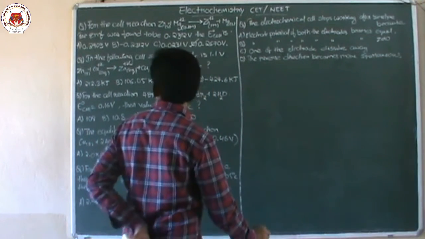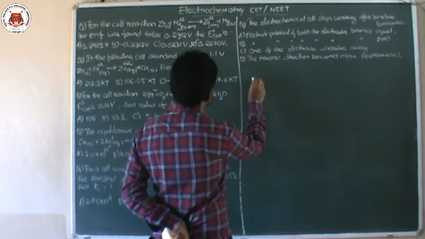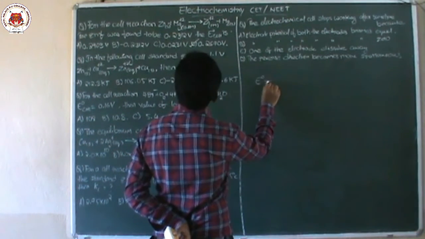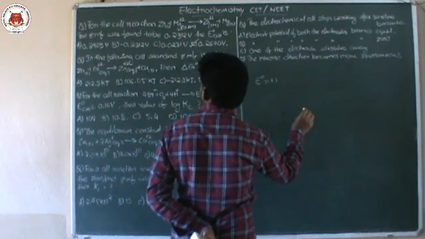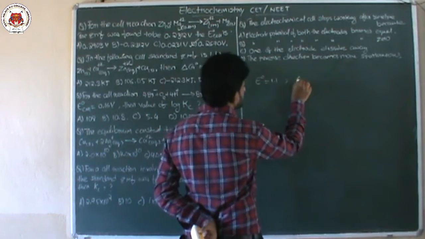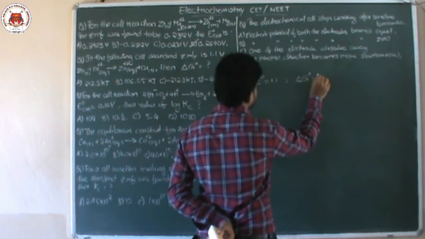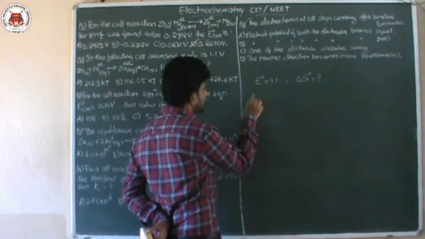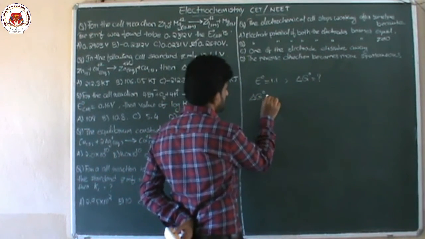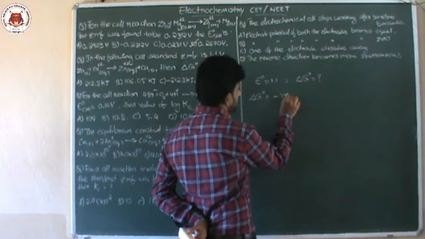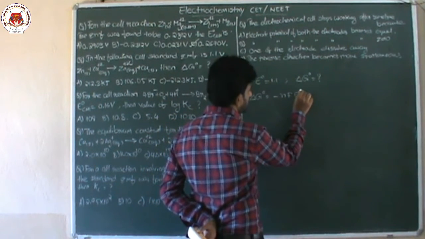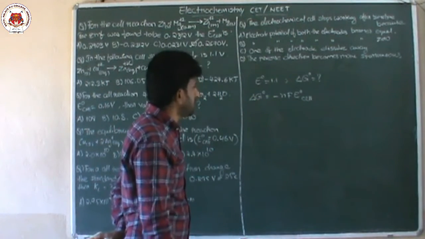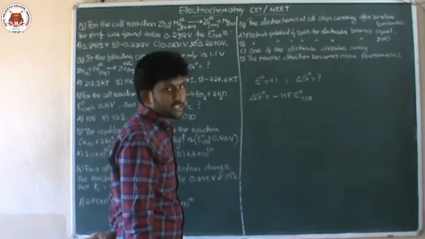So the cell's standard EMF is given as E naught is equal to 1.1 volt, and they want the delta G naught value for this same reaction. So we have a relation, you know one relation: delta G naught is equal to minus nF E naught cell, right or not? Delta G standard is equal to minus nF E standard.